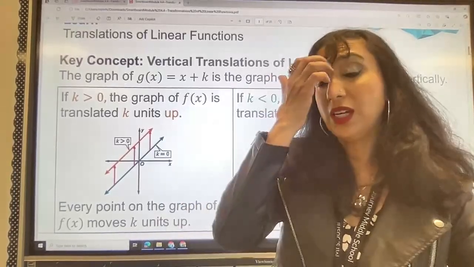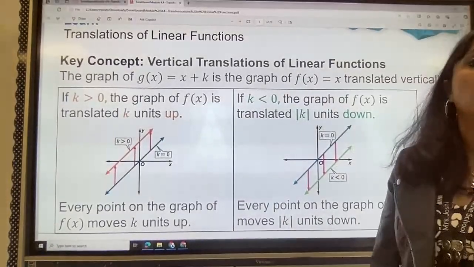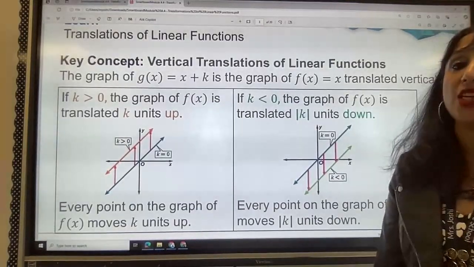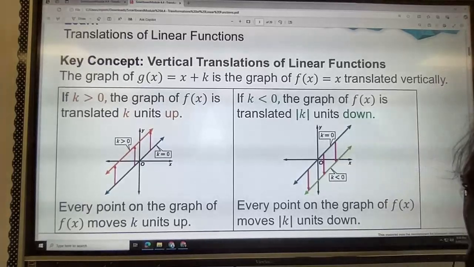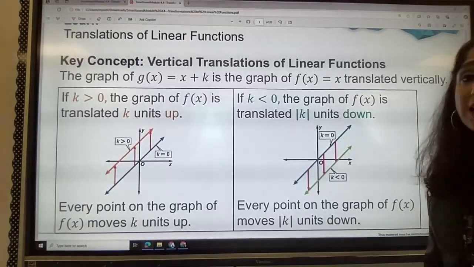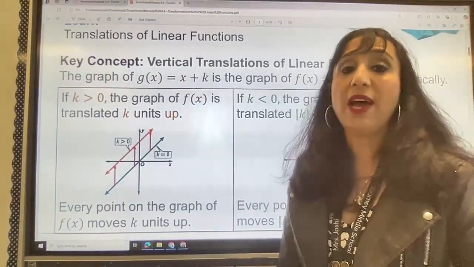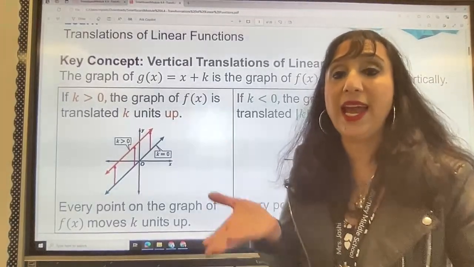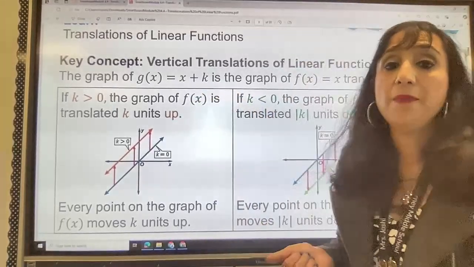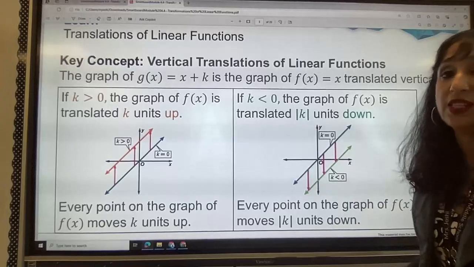So let's look at the vertical translations of linear functions. The graph of g of x is x plus k, which is the constant, is the graph of f of x is equal to x translated vertically. What this basically means is, if k is greater than 0, the graph of f of x is translated k units up. And if it is less than 0, it is going to be translated so many units down.